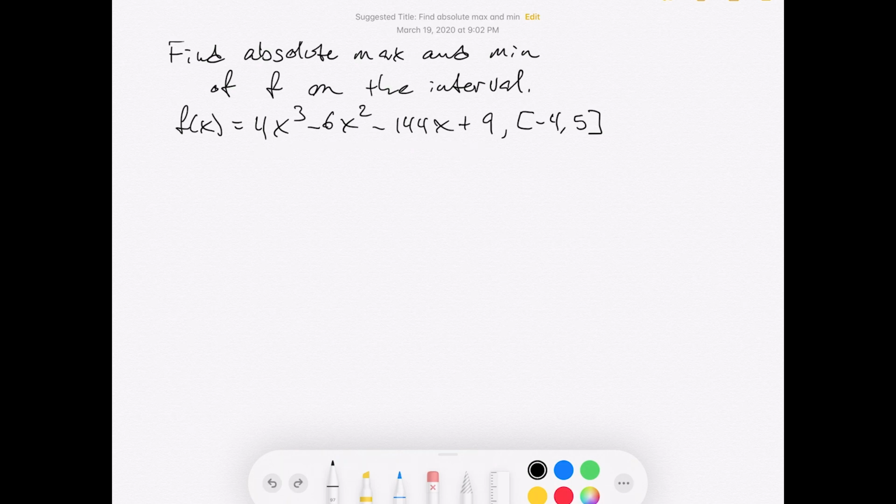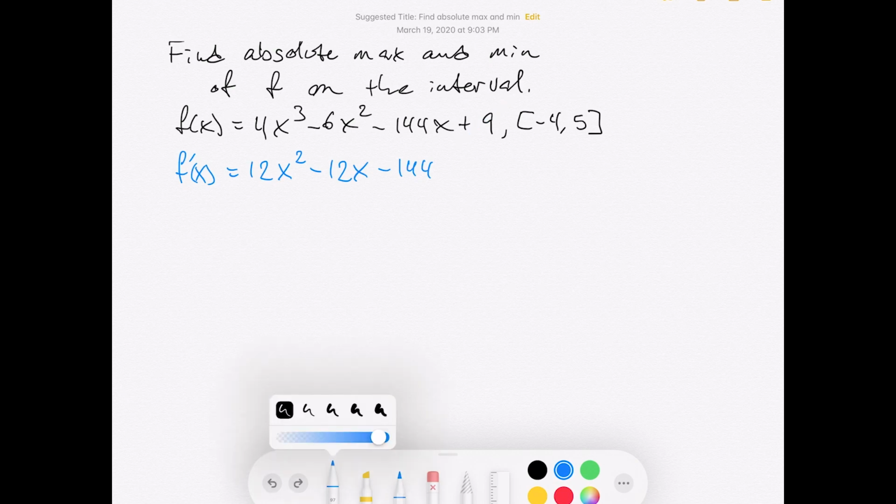Let's go through the steps. The first thing we want to do is find the first derivative. So let's find f prime of x. 3 times 4 makes 12, and we'll decrease the exponent by 1. So we've got 12x squared minus 12x to the first power, the 2 times the negative 6. And minus 144, x to the 0. So that turns into multiplication by 1. The derivative of a constant turns into a 0, so we don't need that.